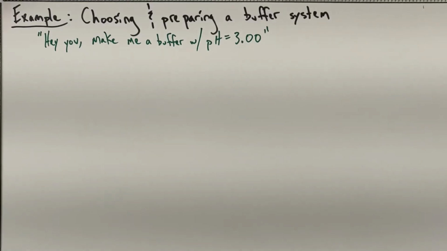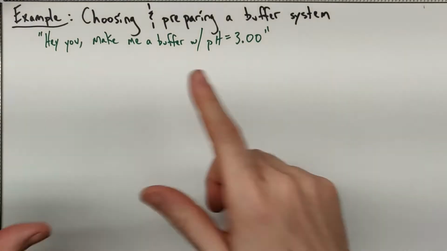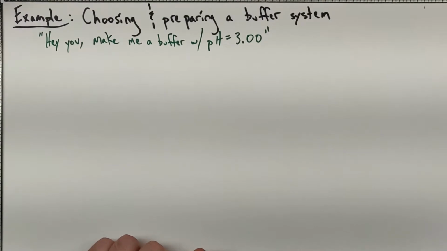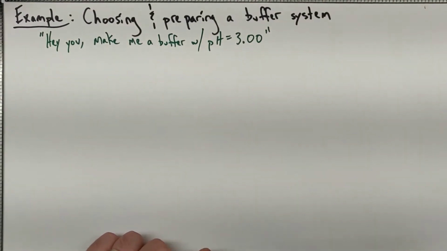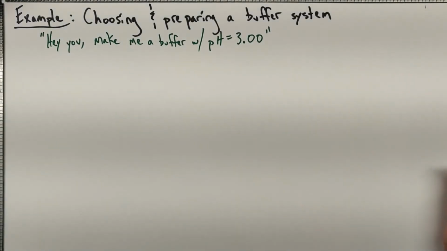Welcome to your first day on the job, and your boss walks up and says, "Hey, you, make me a buffer with a pH of 3." Well, you have to know that pH or you can't do it at all. So I guess that's step 0 in doing this.